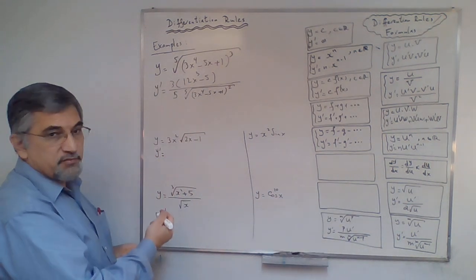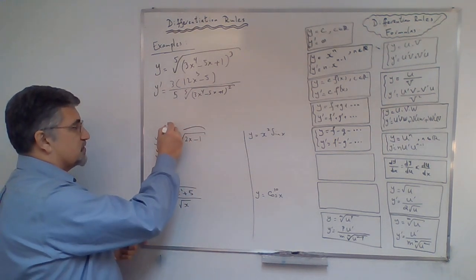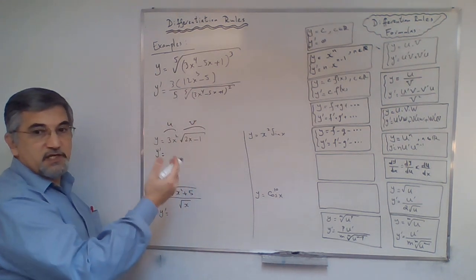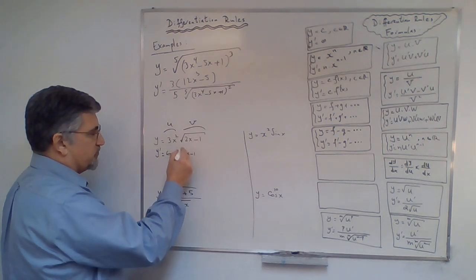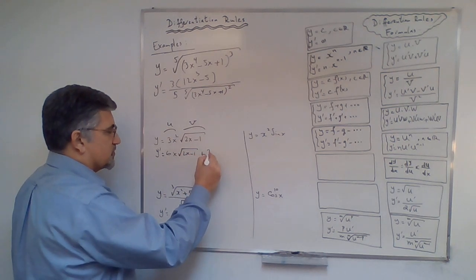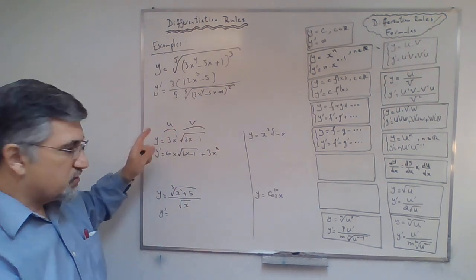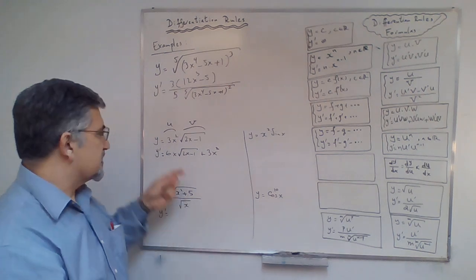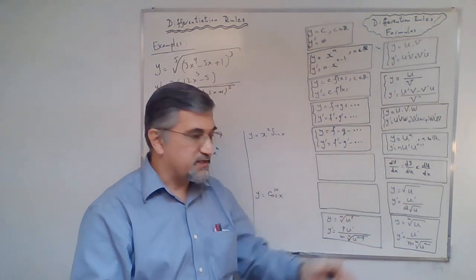This is another example, but I see a product here. So this is u, that is v. I'm going to say u prime v, which is 6x times the square root of 2x − 1, and then plus v prime u. So this is u, but v prime is the derivative of the radical. If I use the long methods, it's going to be very time consuming, but if I use the shortcut formula, in 1 second I can find the answer.